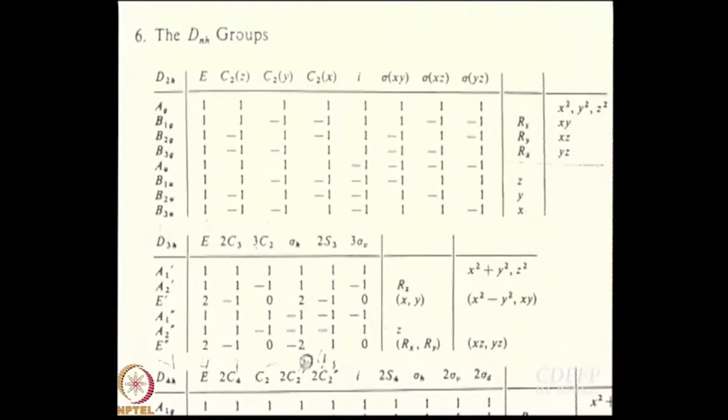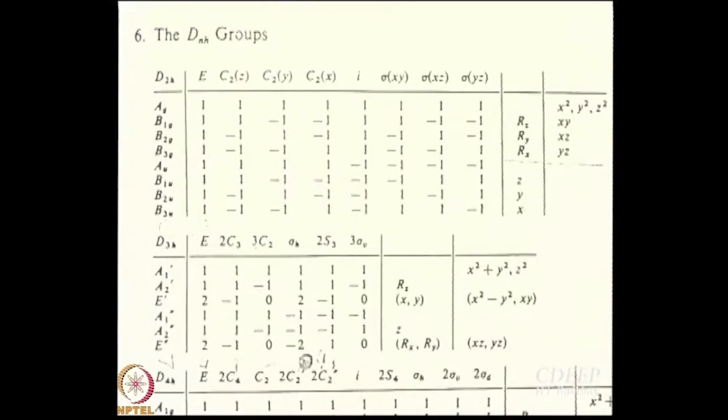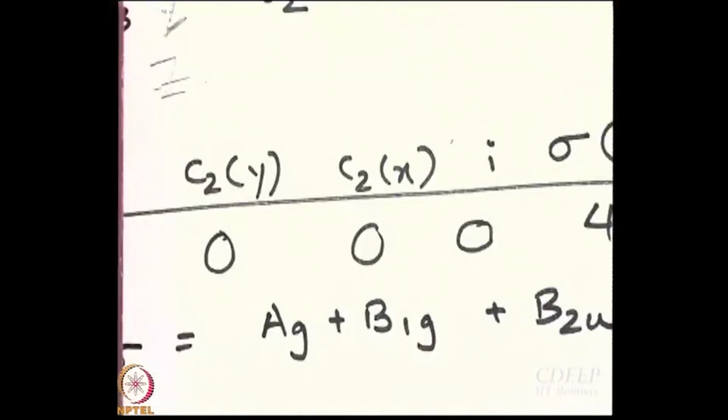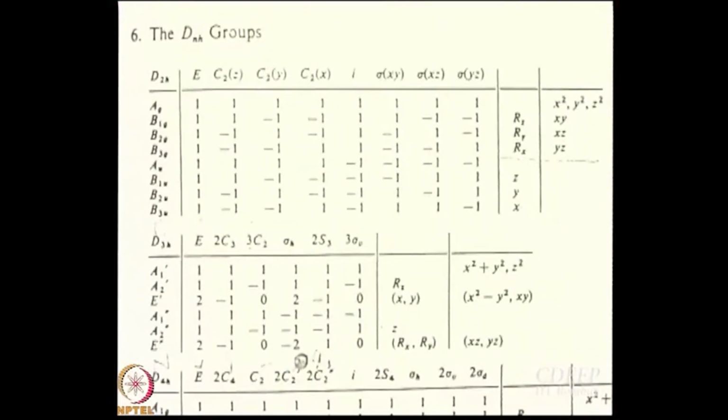Now, what do we need to do now? We need to use the projection operators. Let us use the projection operator of AG. AG is one of these or not? Yeah, AG. Projection operator of AG on sigma. Can you do that? Projection operator of AG operating on sigma. What will happen?